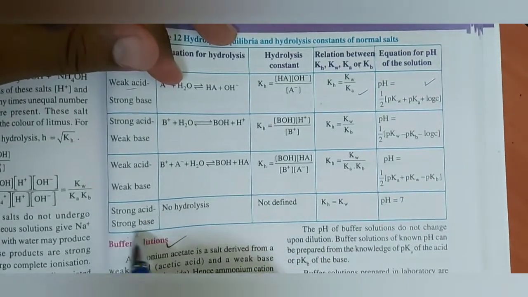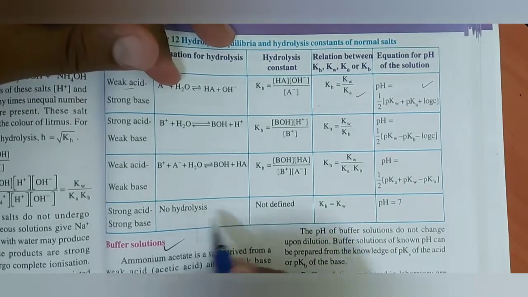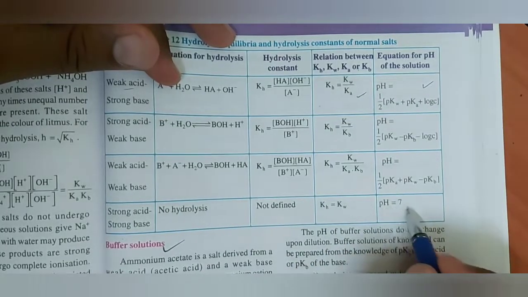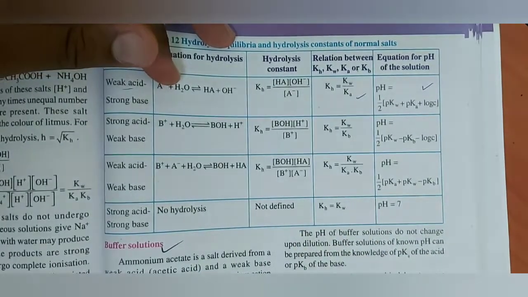Finally, strong acid and strong base. No hydrolysis, KH is not defined. KH is equal to KW. pH is equal to 7. This is simple only.